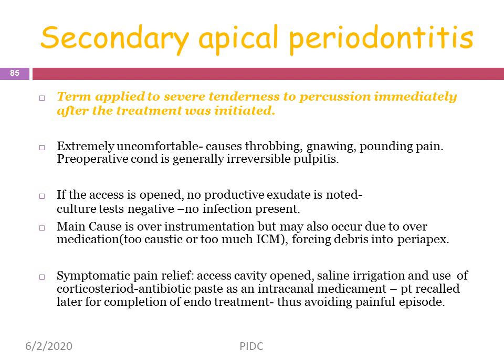So in cases when the patient was actually healthy and you have performed your cleaning and shaping, and the next appointment the patient walks in with pain on chewing and biting, that means you have induced secondary apical periodontitis, because of which the patient is having tenderness to percussion. So in these cases, what you have to do is prescribe analgesics for symptomatic pain relief. You can irrigate the canals, and you can apply a corticosteroid antibiotic paste as your intracanal medicament instead of calcium hydroxide, because the corticosteroids will reduce the inflammation in that area, so it will provide the soothing relief which the patient desires.